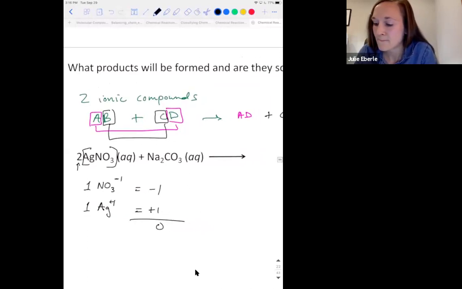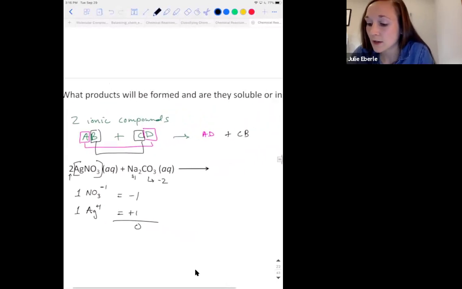All right. Now the other one, sodium carbonate, is more straightforward. We know sodium is a main group 1, so there's no guessing on what its charge is. It's a +1. Carbonate, it's a polyatomic, so there's no guessing. It's a -2. All right, we know those. So now that we know the charges on everything, we can write the formulas correctly.